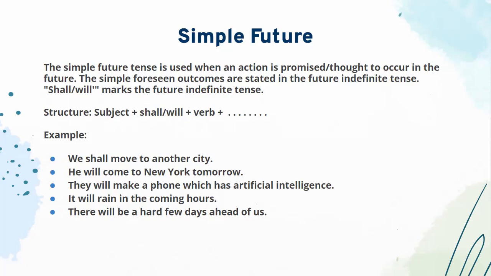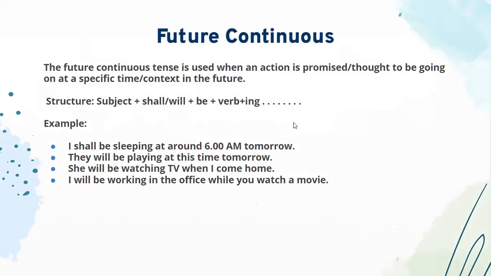Because the font is small, I use my mobile and wear reading glasses, so I zoom in and out, sorry about that. So, for example, we shall move to another city. He will come to New York tomorrow. They will make a phone which has artificial intelligence. It will rain in the coming hours. There will be a hard few days ahead of us.